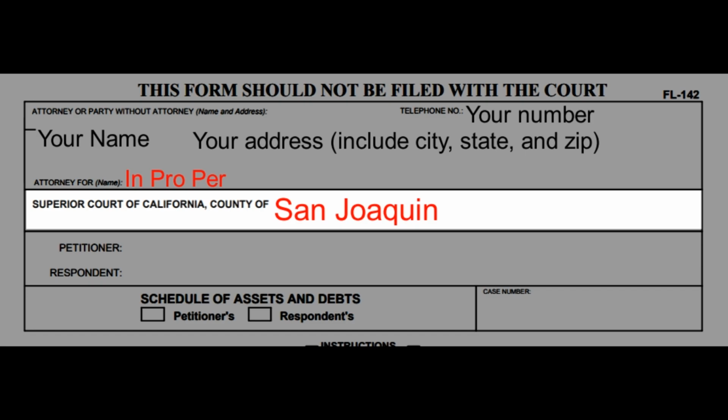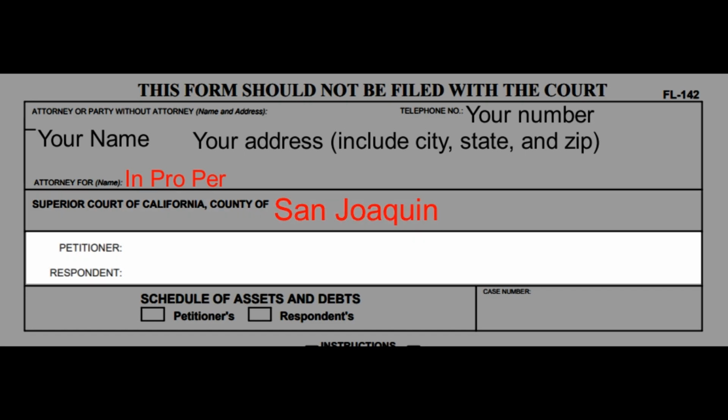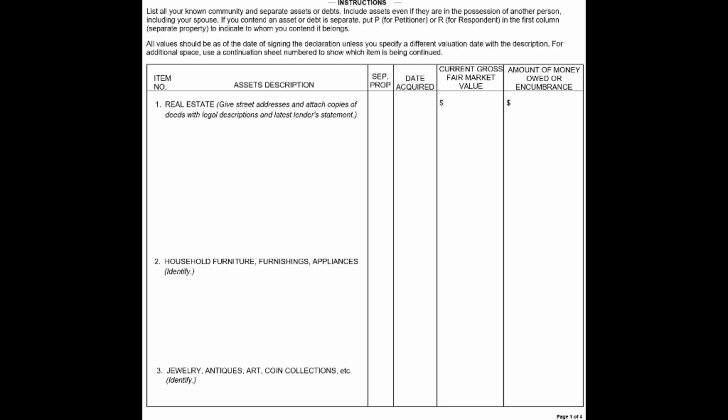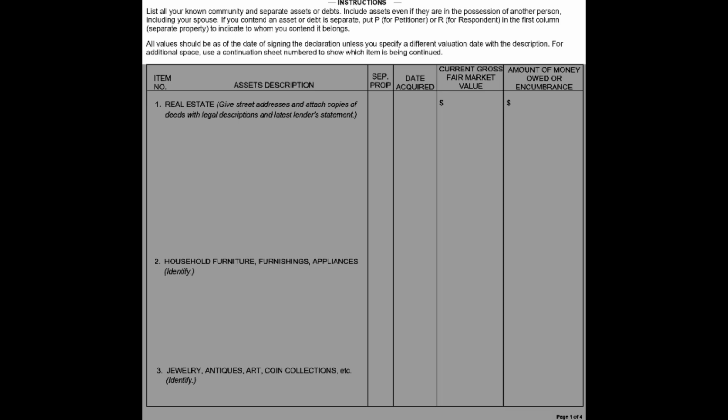In the second section, write San Joaquin. In the third section, put your name next to petitioner and your spouse's name next to respondent. In the fourth section, check petitioners. The rest of the form will list all of your known community and separate assets or debts.